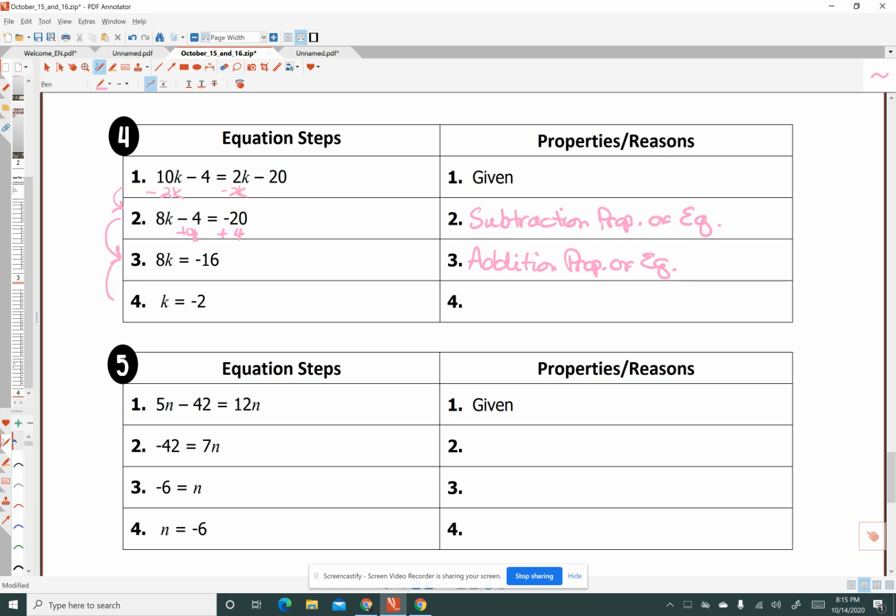And now we need to isolate that k. K is being multiplied by 8, so we need to divide by 8 to isolate k, and a negative times a positive is a negative. So we used the division property of equality.